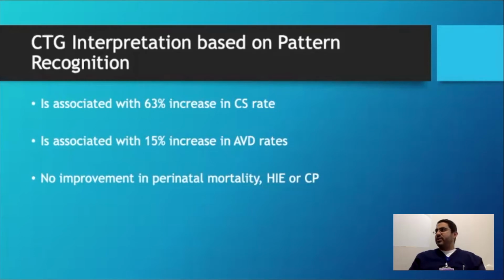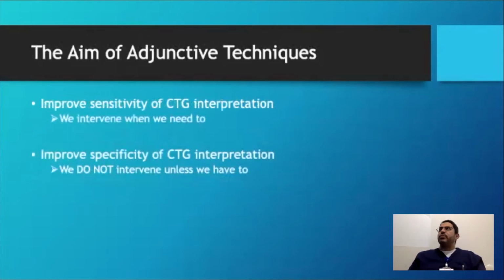Nowadays, with physiology, we have seen an improvement in outcome, but we still have not improved the intervention rates. Intervention rates are still quite high. So the whole point of additional tests is to try and make it a bit more specific so that we are intervening when we need to, a bit more sensitive. Okay, so we're intervening when we need to, and more specific, so we're not intervening if we don't need to. Yeah? Okay.